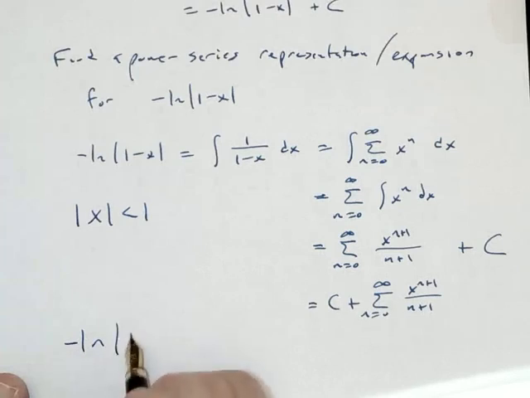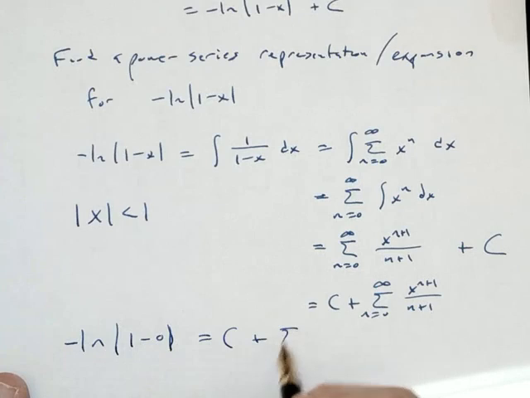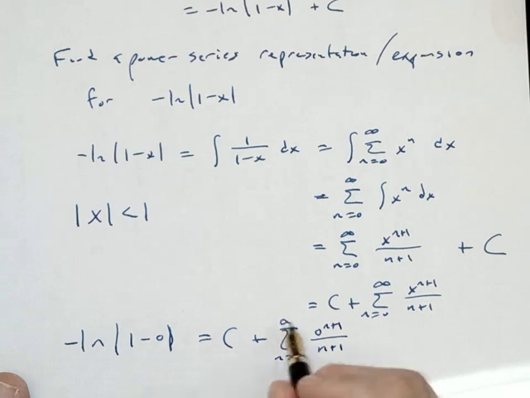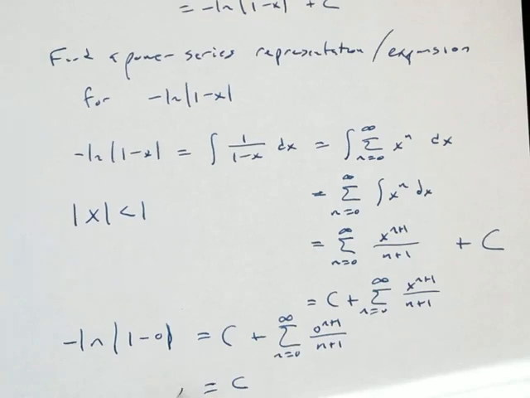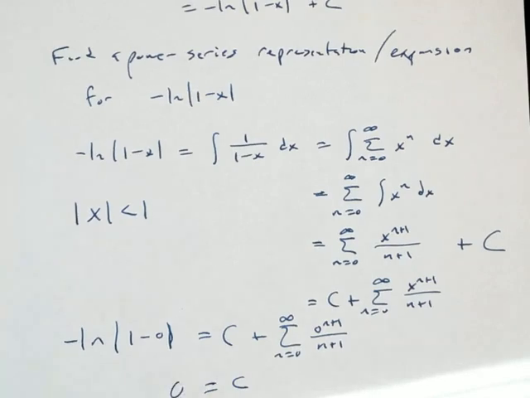Minus ln of 1 minus 0 needs to be equal to c plus 0 to the n plus 1 over n plus 1. What's 0 raised to any power? So this whole thing is 0. What's this side? Because it's ln of 1, and ln of 1 is 0. Yay, I know what the value of c is.